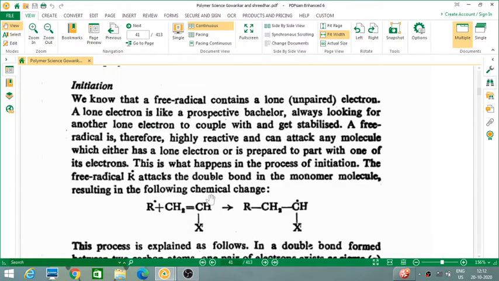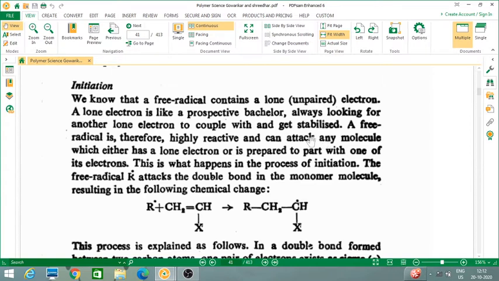Free radical polymerization. Initiation. We know that a free radical contains a lone unpaired electron. A lone electron is like a prospective bachelor, always looking for another lone electron to couple with and get stabilized. You have already seen what free radical polymerization is in your first year organic chemistry. The same thing is here.